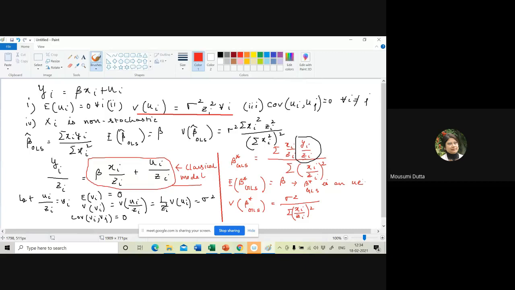And we also got the value of variance of beta star GLS. Is there anyone who is not understanding the variance value, or who didn't get expectation of beta star GLS is equal to beta?